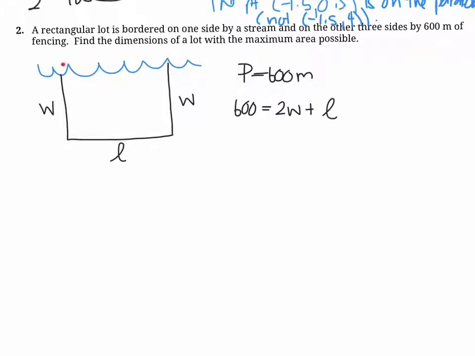Does this make sense? We're not doing 2 lengths because there's only 1 length in this picture, in this situation. So let's go back up to the question and figure out what haven't we used. It says find the dimensions of a lot with maximum area possible. So we're looking to find the maximum area. We know the area of this is going to be length times width.